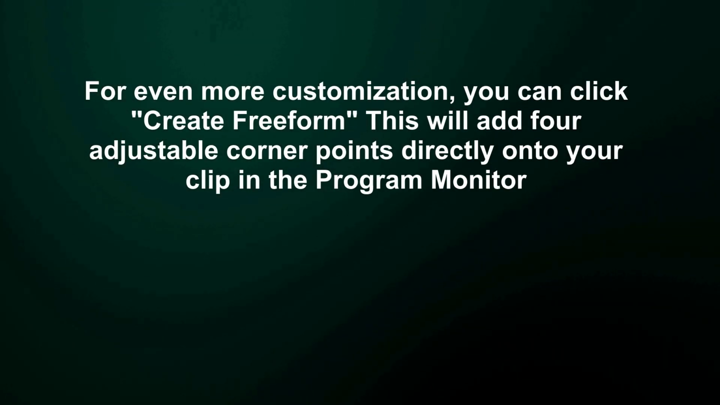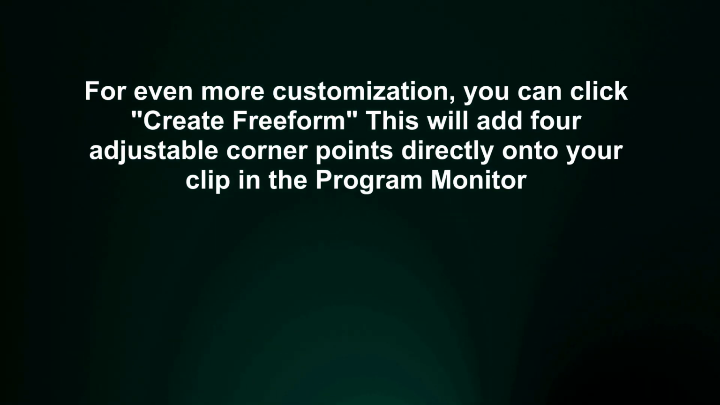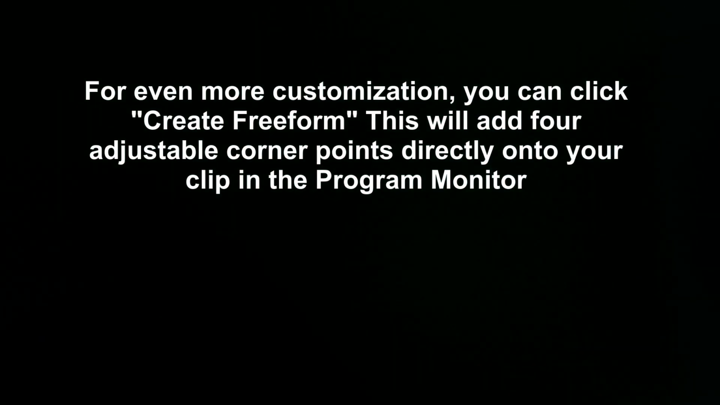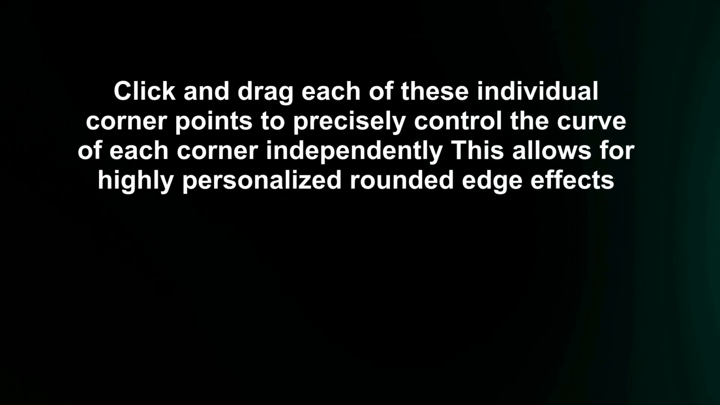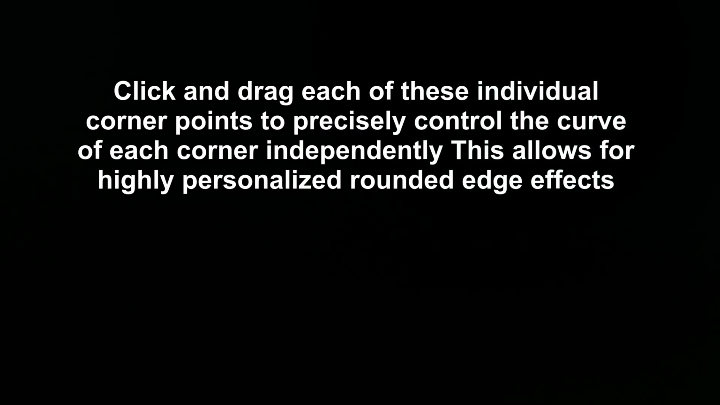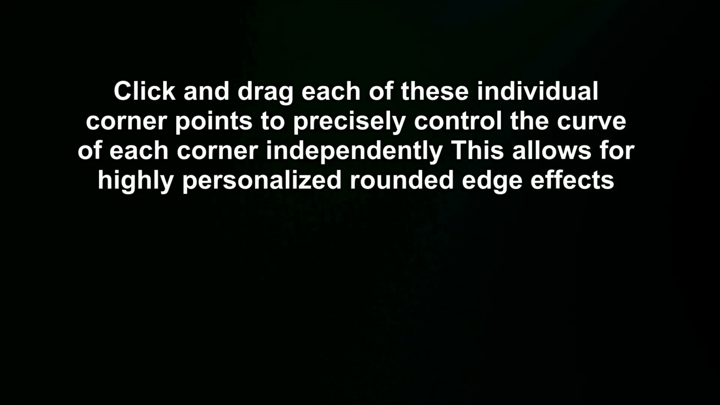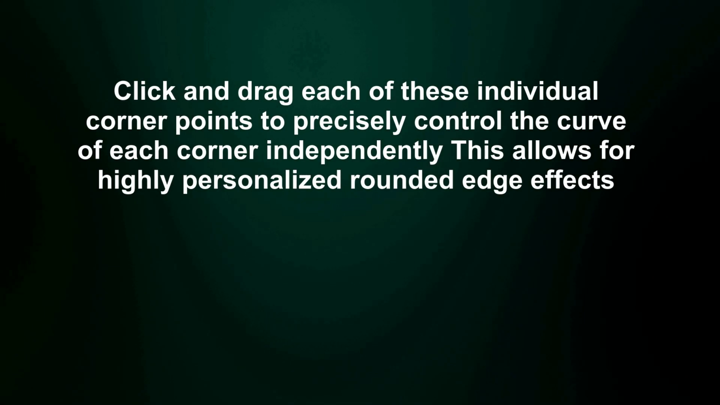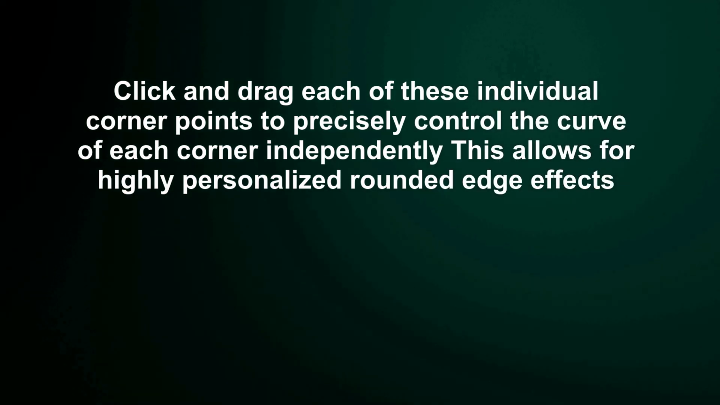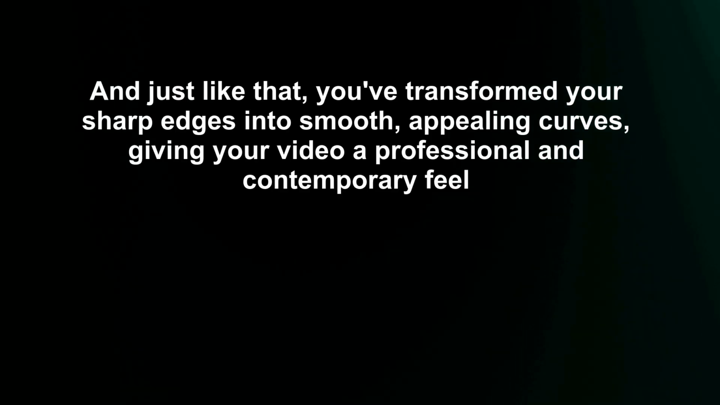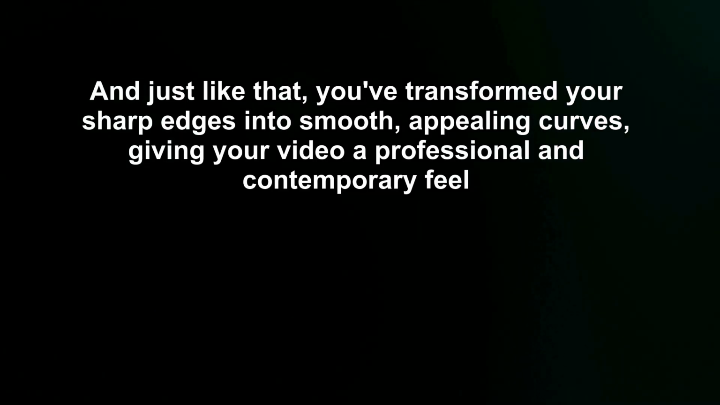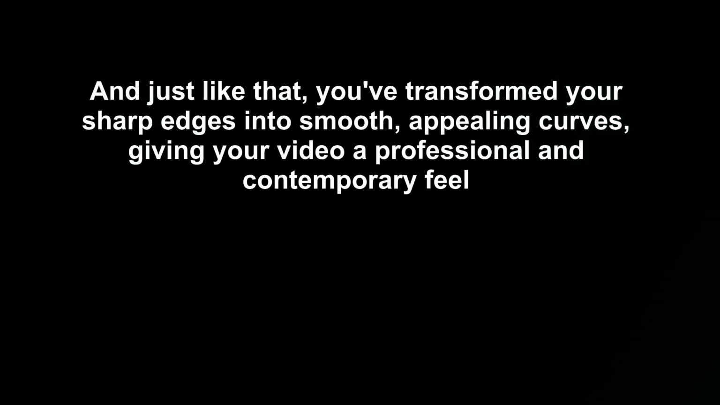For even more customization, you can click Create Freeform. This will add 4 adjustable corner points directly onto your clip in the program monitor. Click and drag each of these individual corner points to precisely control the curve of each corner independently. This allows for highly personalized rounded edge effects. And just like that, you've transformed your sharp edges into smooth, appealing curves, giving your video a professional and contemporary feel.